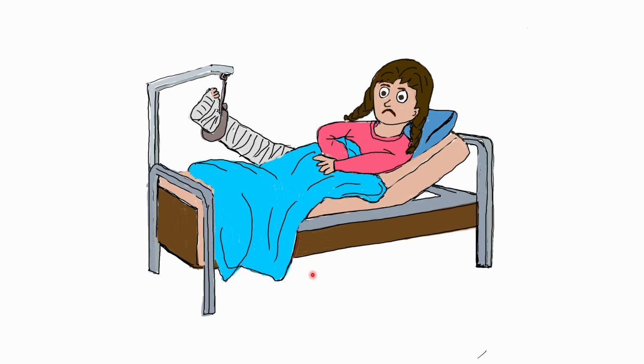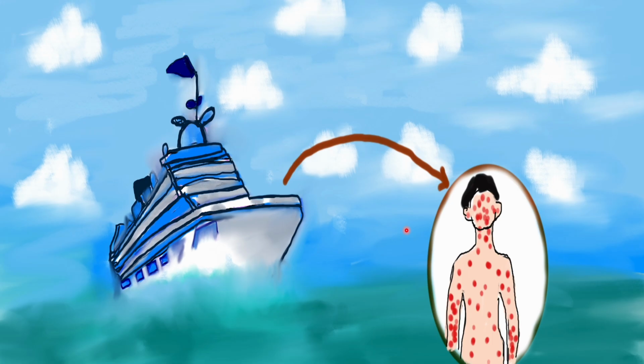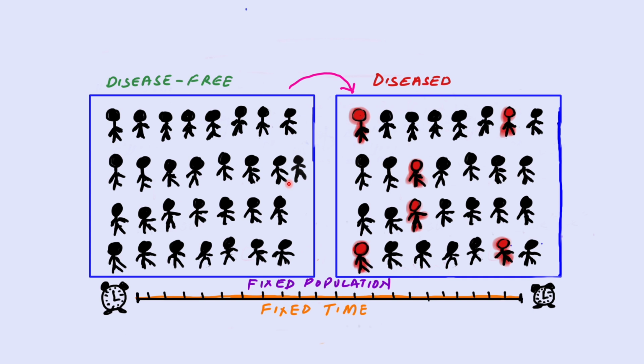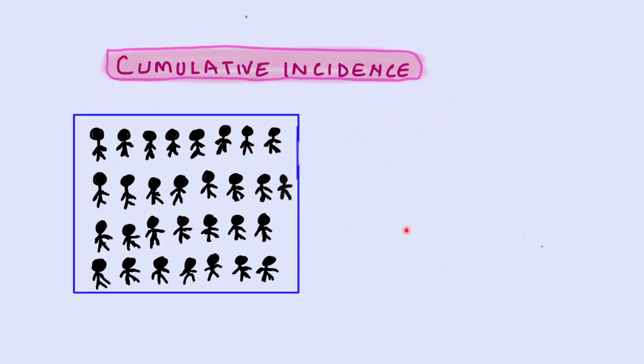Similarly, in our cruise ship example, there is a risk that you may also contract chickenpox. Note that in this example, we are assuming that everyone on the cruise ship is susceptible to the infection and at risk of developing chickenpox. No one is vaccinated and no one has prior immunity to the disease. Therefore, cumulative incidence measures the risk of developing chickenpox during the 15-day voyage.